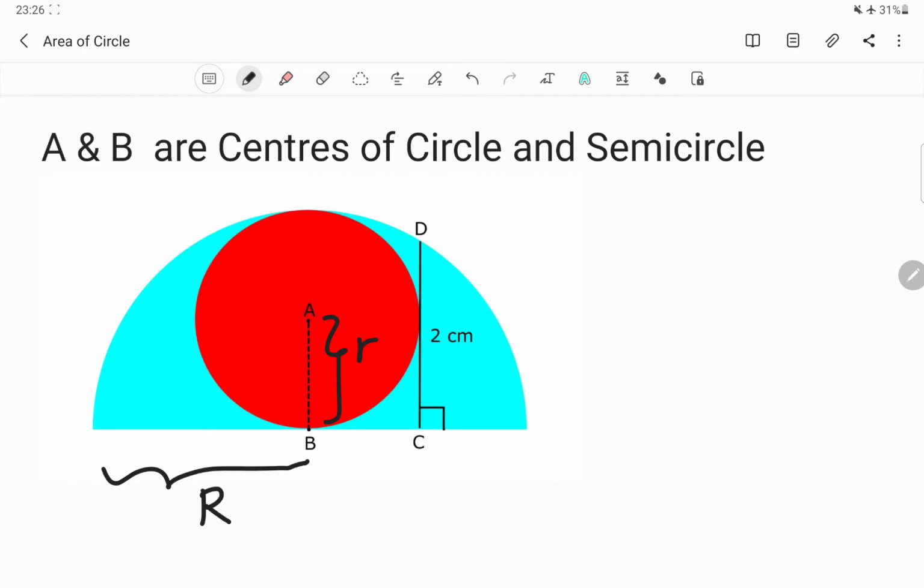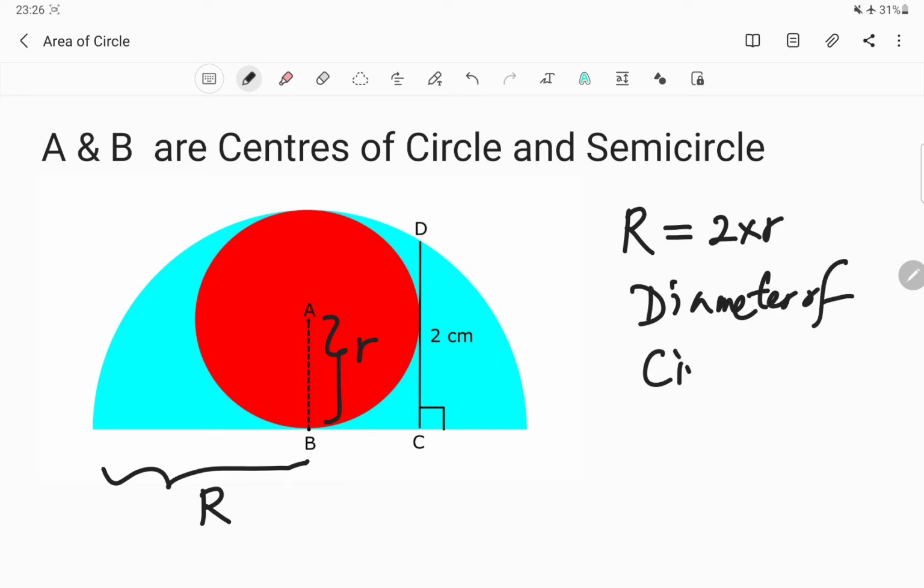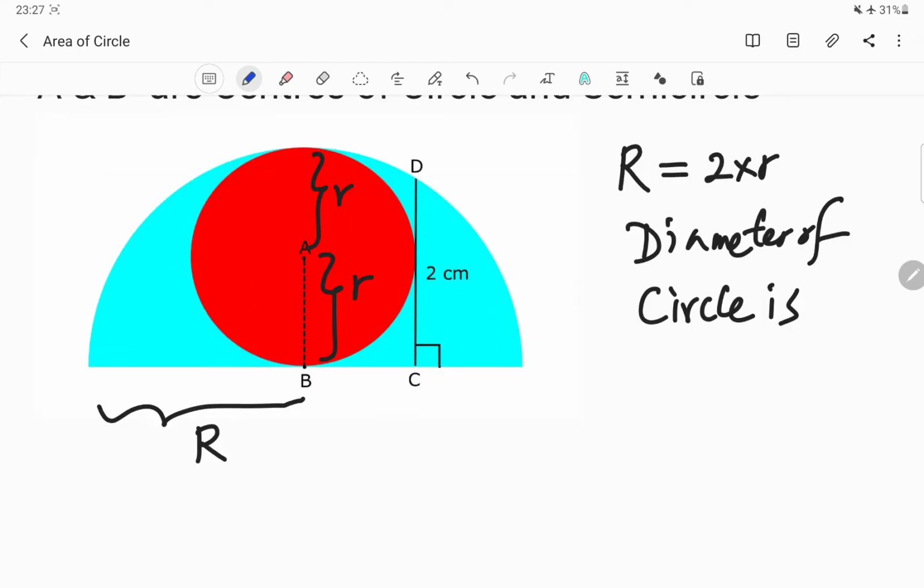So then we have capital R equal to twice small r, because the diameter of the circle is equal to the radius of the semicircle. This is also r, and BC is r because BC is the radius of the circle.